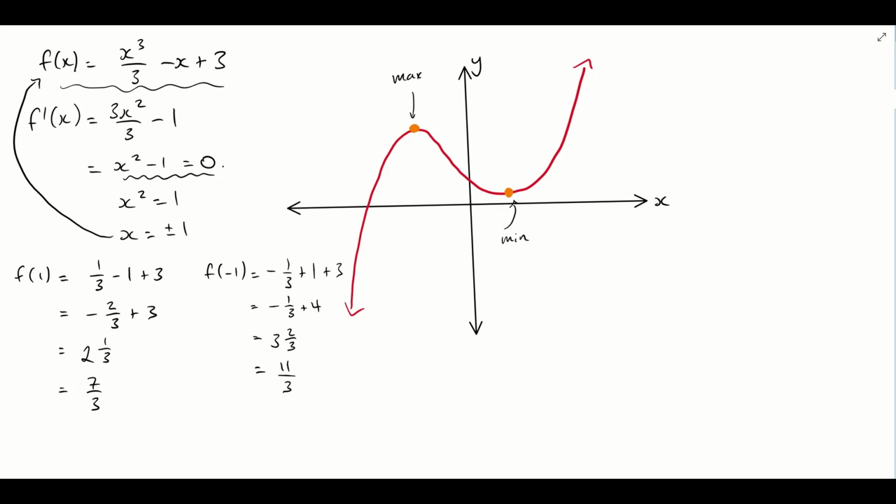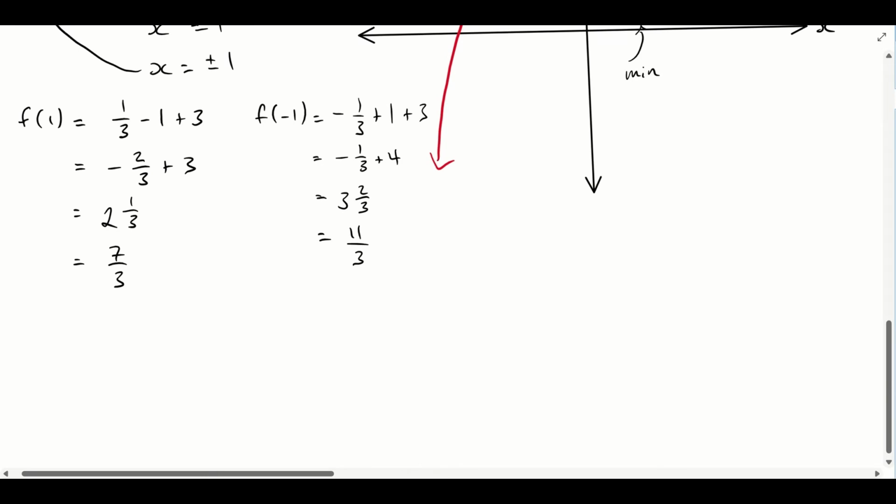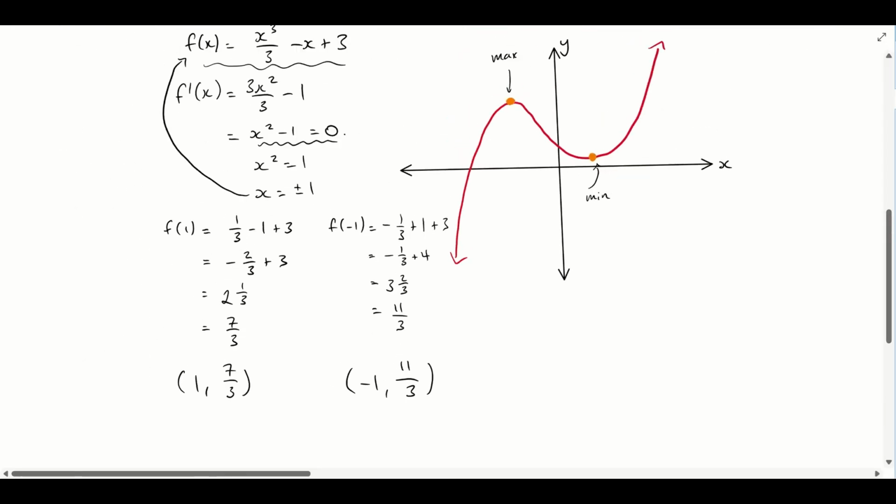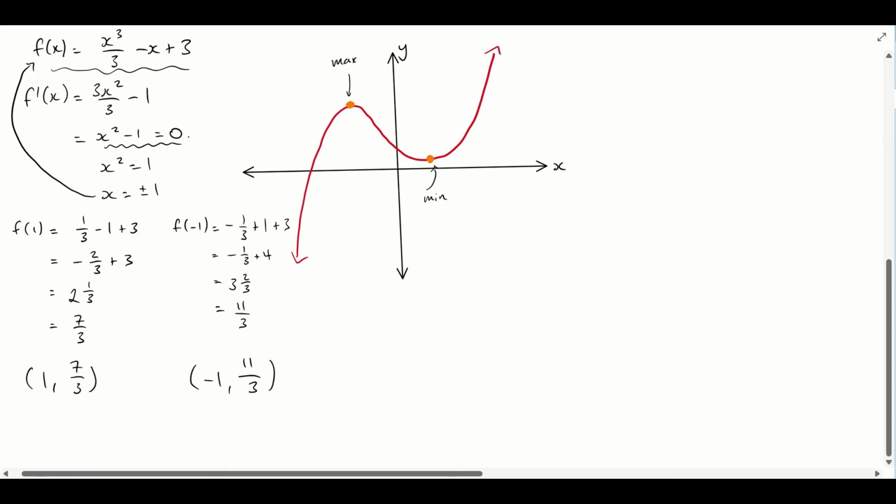Okay, so we have 2 points there. We have the point (1, 7/3) and the point (-1, 11/3). So there are 2 points, but we want to know what types of critical points these are. If we start off with the first one, (1, 7/3), we can see that that is going to be our minimum off of our graph, but we want to confirm that.